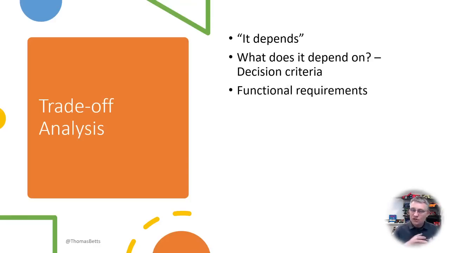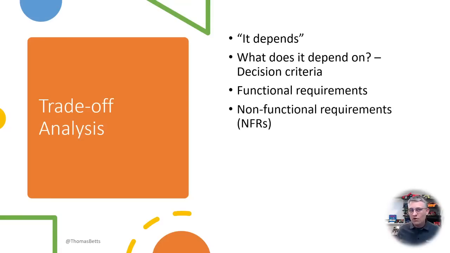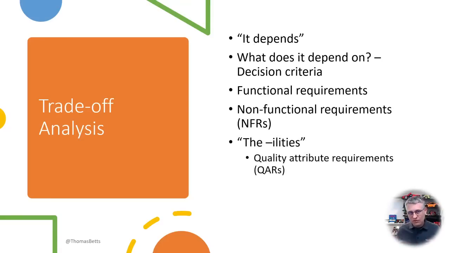Now, sometimes you're provided specific functional requirements. Something like, the system must store file attachments up to 10 megabytes. That's great. Very useful. But more often, we deal with the non-functional requirements. Things that are referred to as the ilities because they include scalability, maintainability, extensibility, etc. Also, sometimes referred to as quality attribute requirements because these are the qualities of the system.